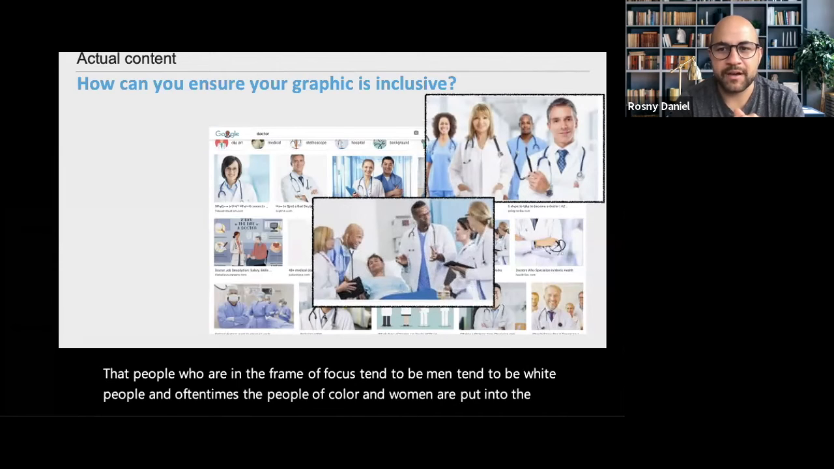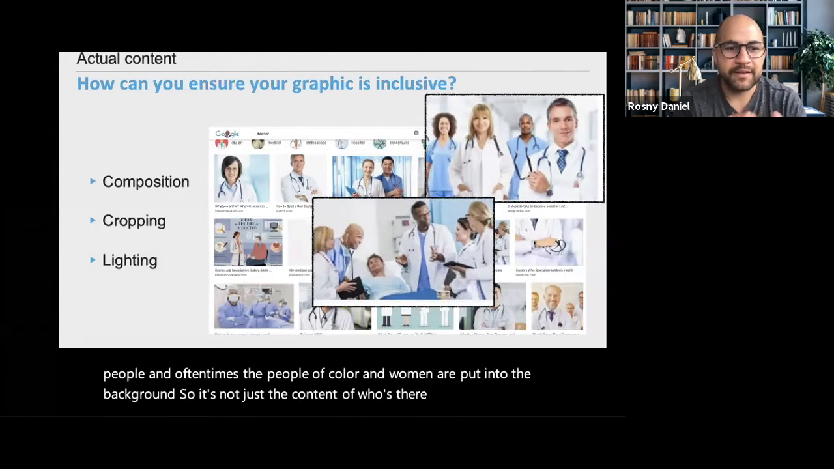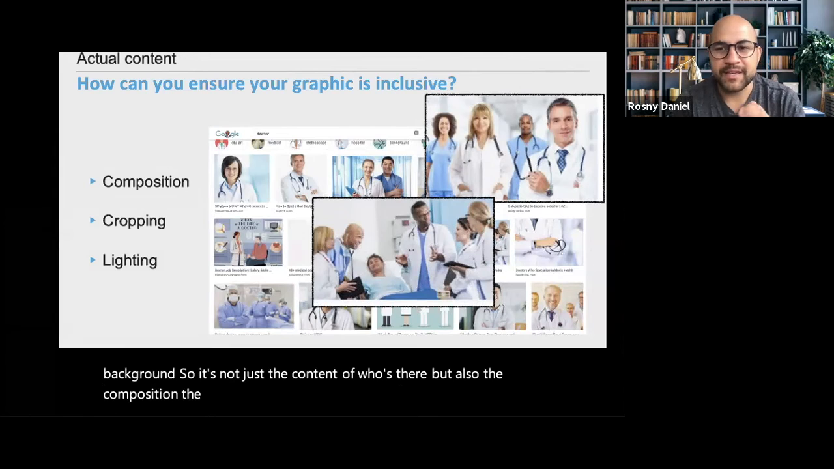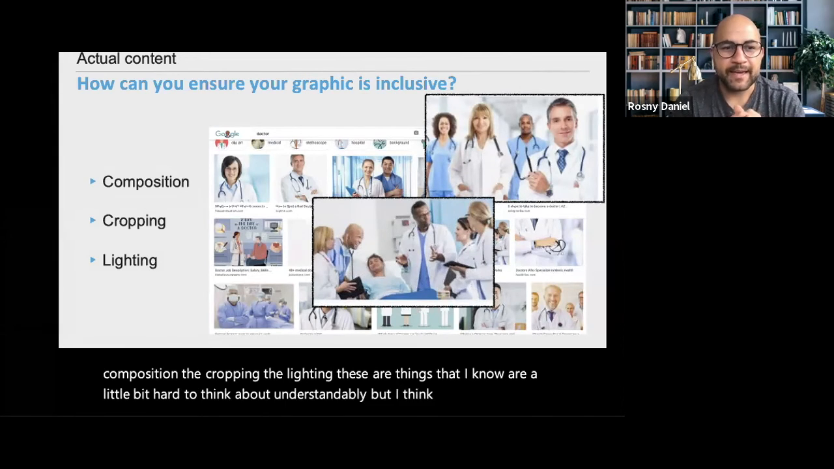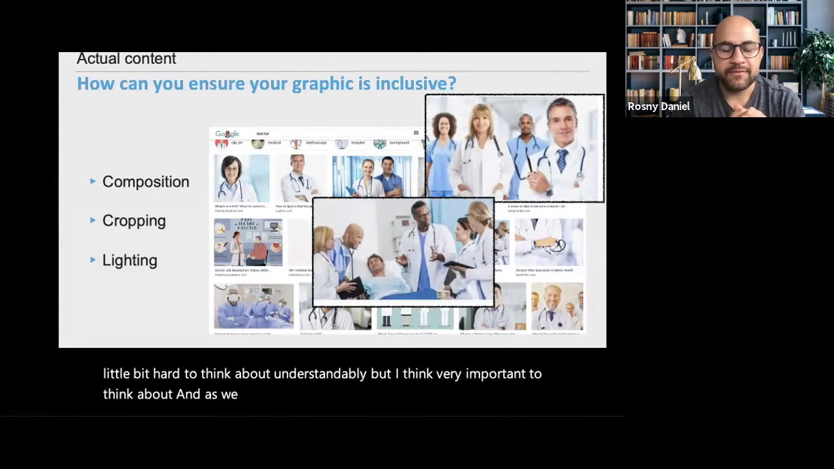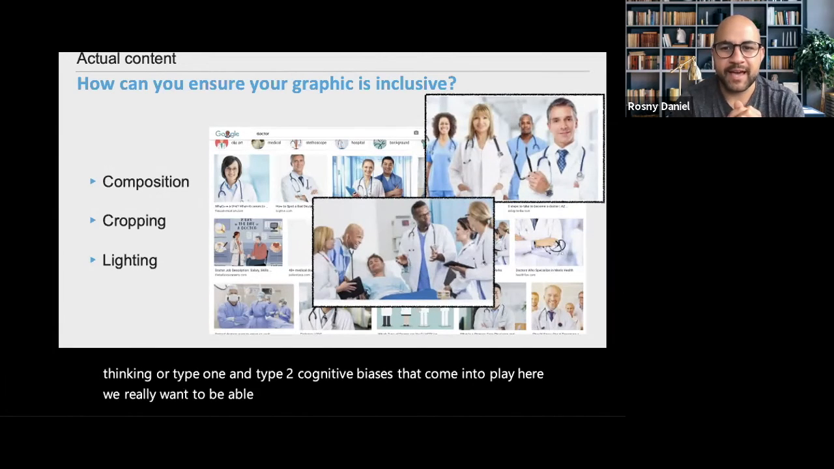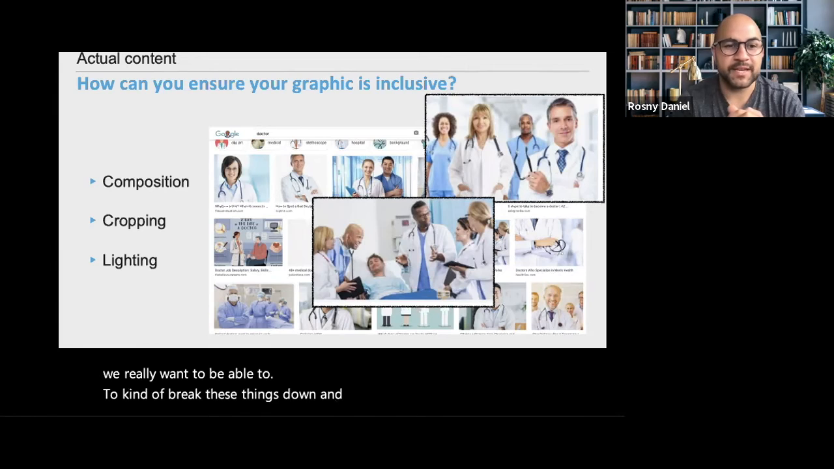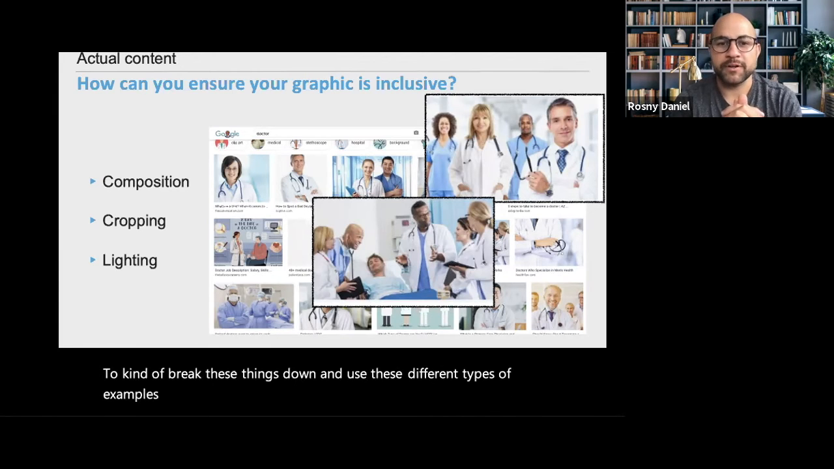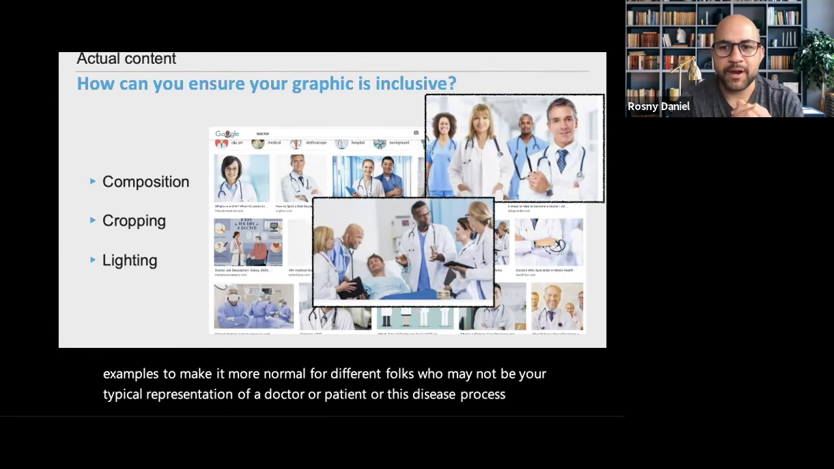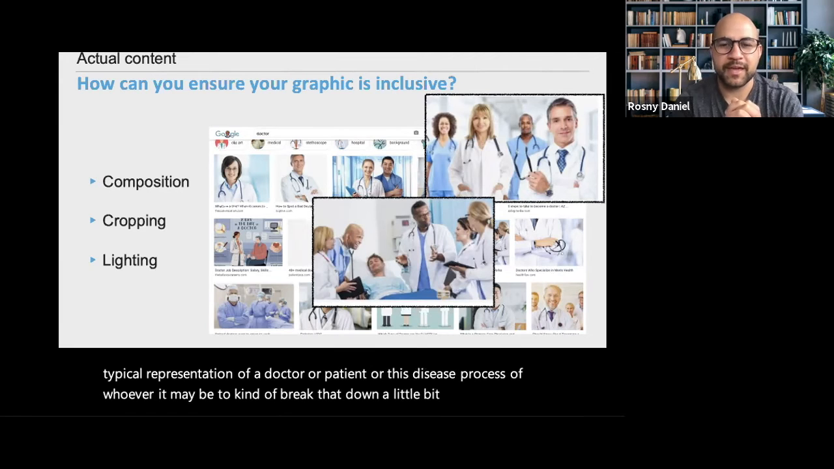So it's not just the content of who's there, but also the composition, the cropping, the lighting. These are things that I know are a little bit hard to think about, understandably, but I think very important to think about. And as we are developing our fast thinking, slow thinking, our type 1 and type 2 cognitive biases that come into play here, we really want to be able to break these things down and use these different types of examples to make it more normal for different folks who may not be your typical representation of a doctor or a patient or this disease process of whoever it may be, to break that down a little bit to allow people to think more critically.